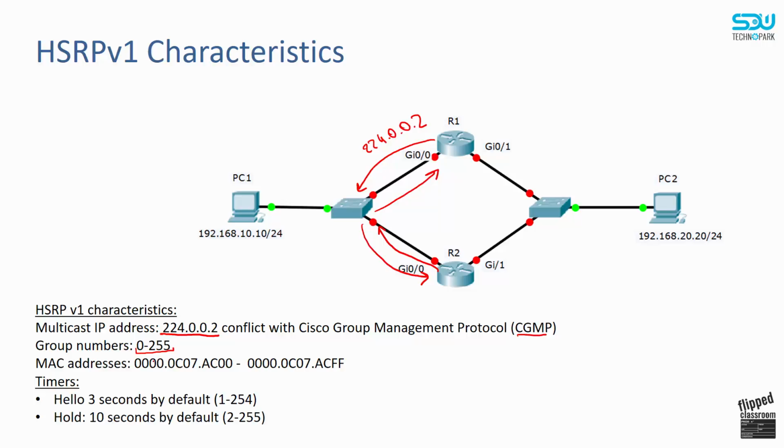separately. And also we have the virtual MAC addresses that are used by the HSRP protocol, starting from this value and ending with this value.